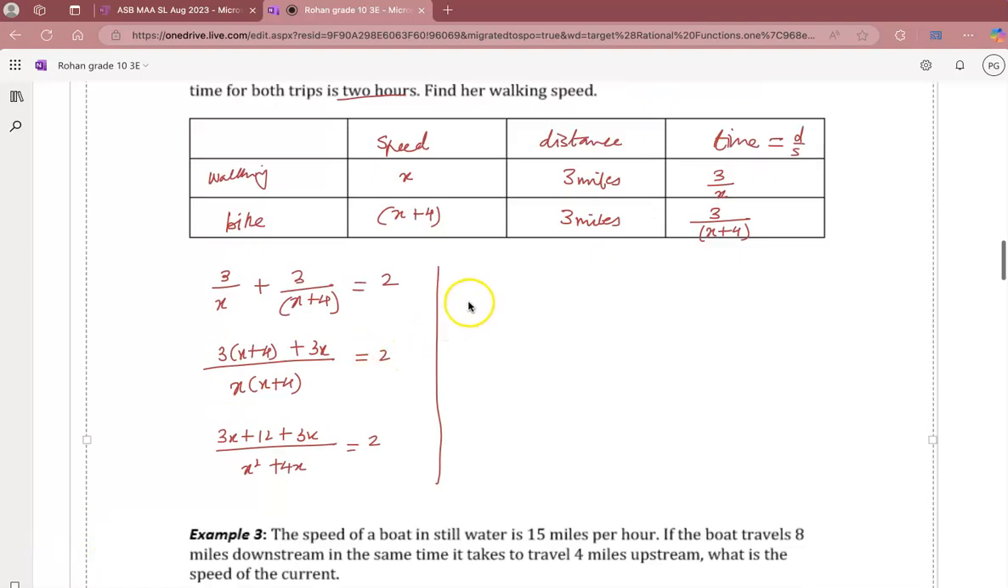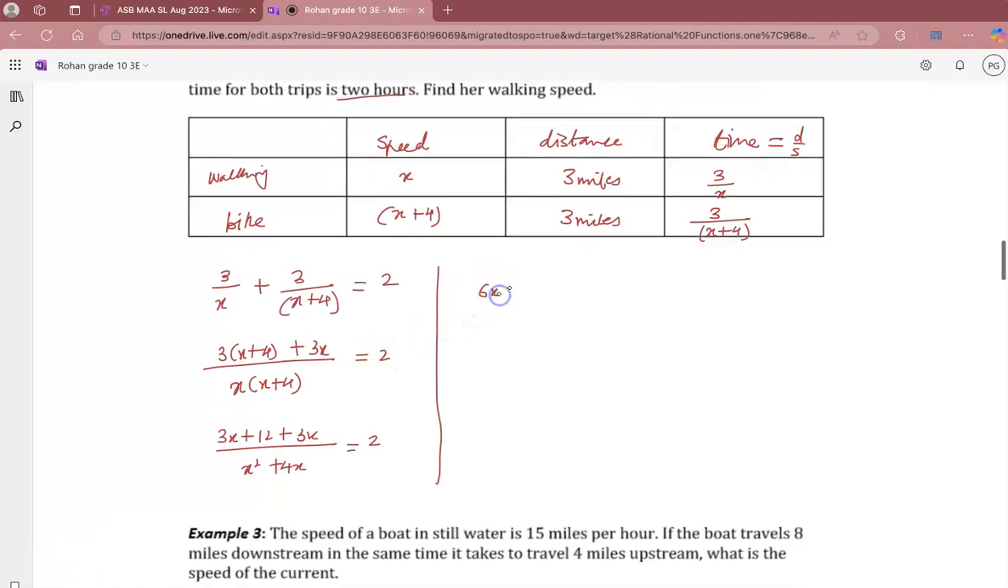Okay, so now what do we do? 6x plus 12, cross multiply, 2 x squared plus 4x. I can remove 6 common, x plus 2. Your numbers will become smaller then. So 2 3s are 6, so that makes it a little smaller. So it is equal to x squared plus 4x. Get all terms on one side. So minus, oh no, keep the x squared, plus x.